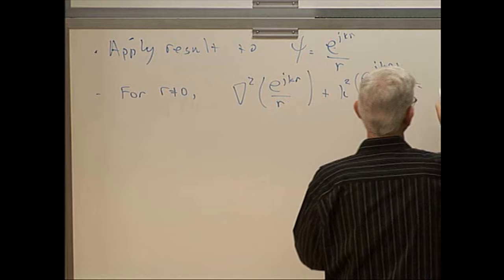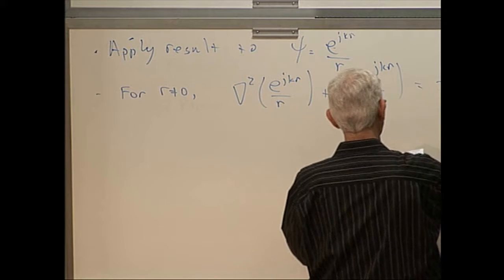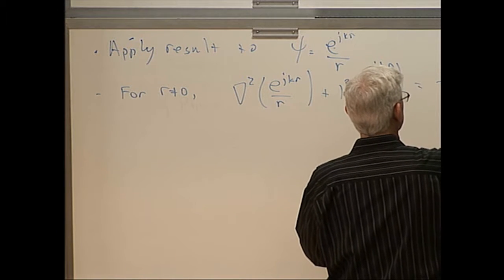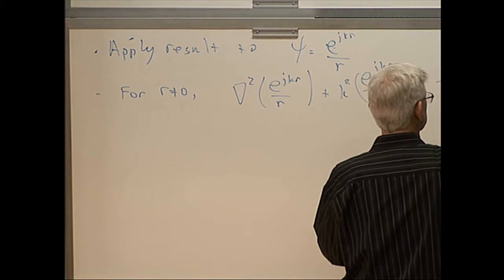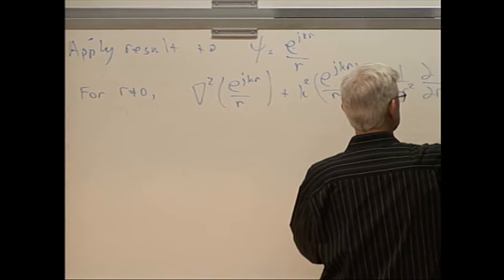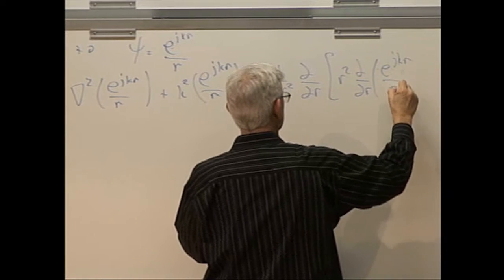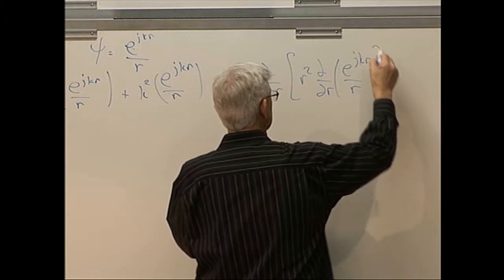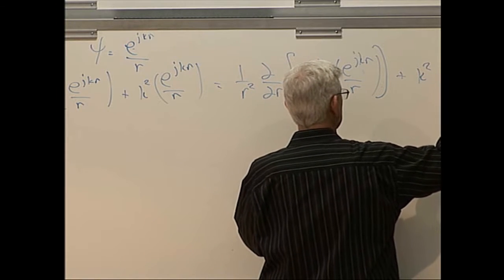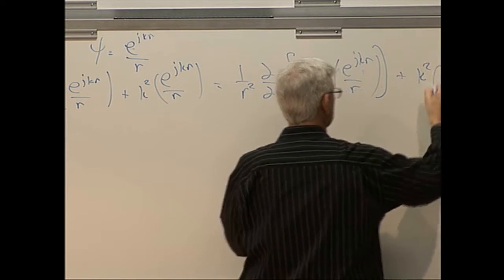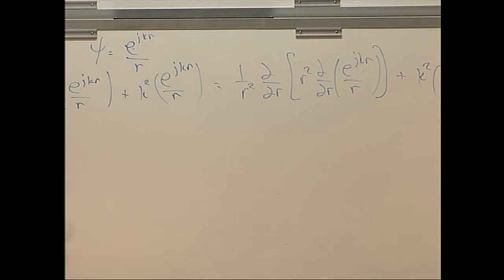is equal to 1 over r squared partial with respect to r of r squared partial with respect to r of e to the jkr over r, plus k squared e to the jkr over r. So this is just that same spherical coordinate Laplacian.